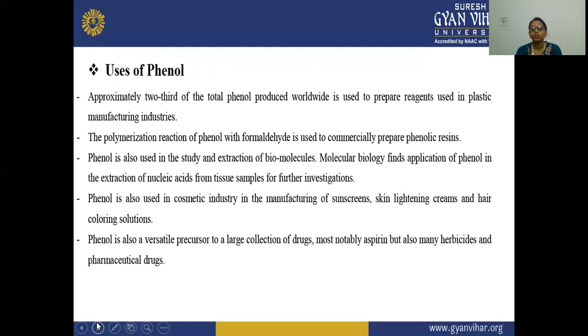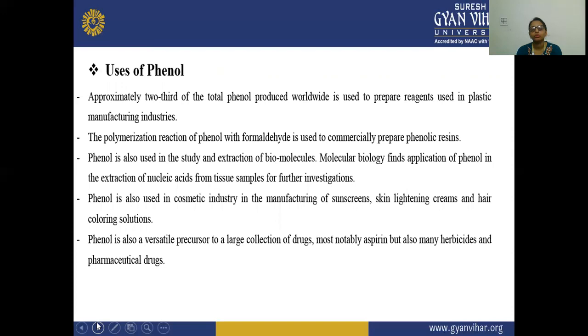And phenol is also used in the study and extraction of biomolecules, and molecular biology finds application of phenols in the extraction of nucleic acid from tissue samples for further investigation. So in molecular biology also, the phenol is used for the extraction of nucleic acid from your tissue sample. And the phenol is also used in the cosmetics industry, in the manufacturing of sunscreen, skin lightening cream, and hair coloring solutions also.